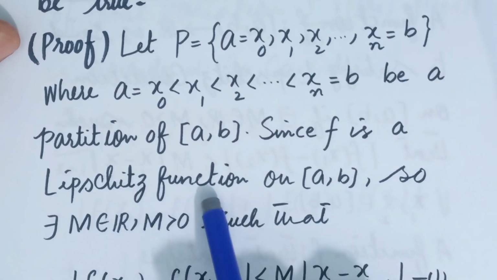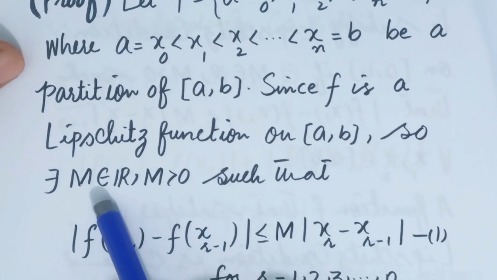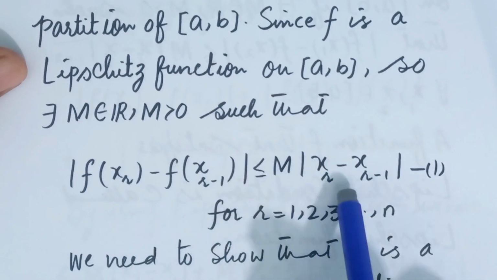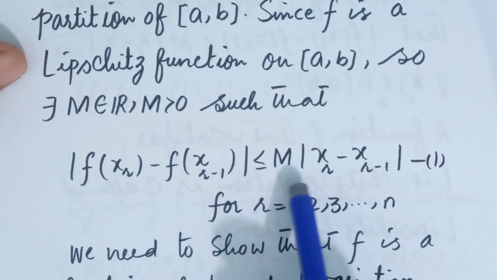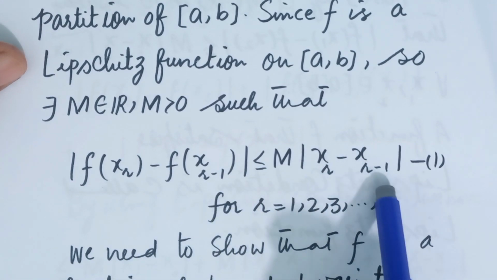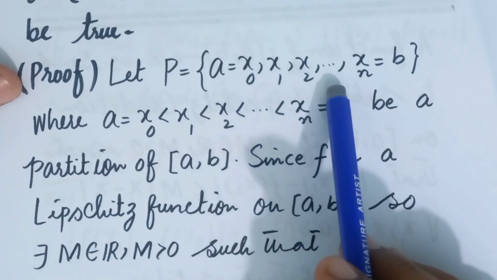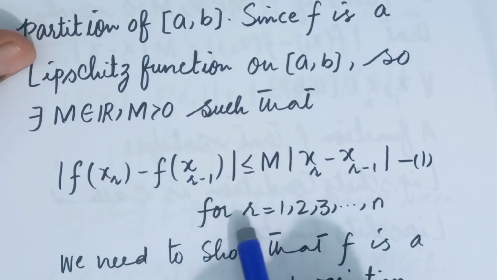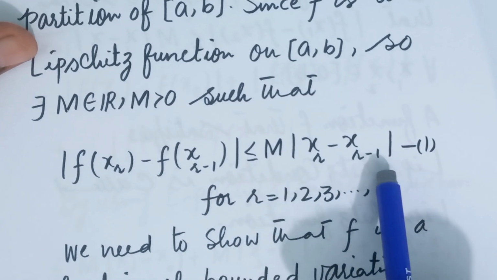Since f is a Lipschitz function over the closed interval [a, b], by the definition of the Lipschitz function, there will exist a positive real number M such that it satisfies this condition: |f(xr) − f(xr−1)| is less than or equal to M times |xr − xr−1|, where r is 1, 2, 3 and so on up to n. Because in our partition there are n plus 1 points, that's why here we take this definition for r up to n.